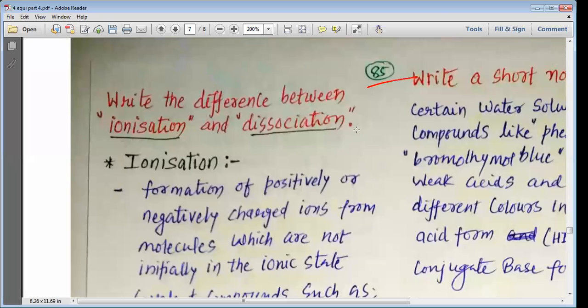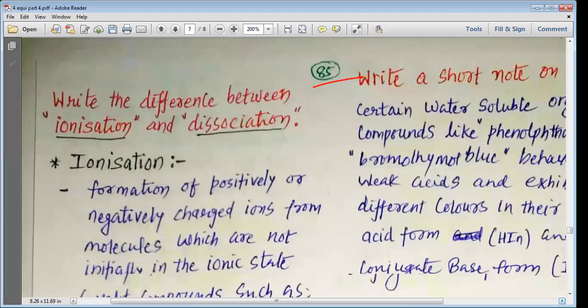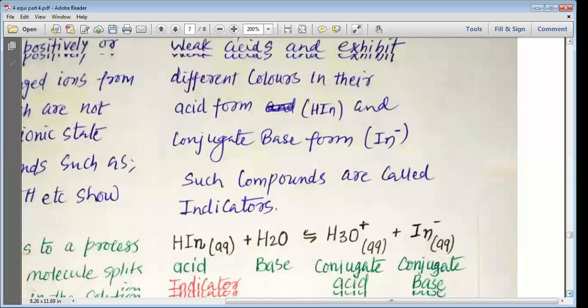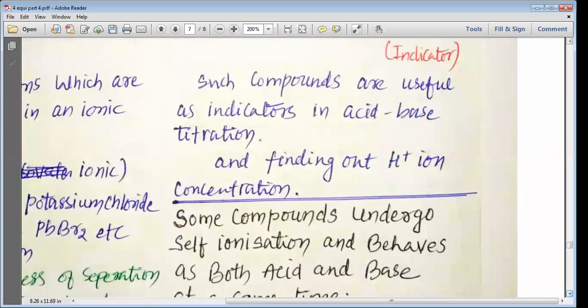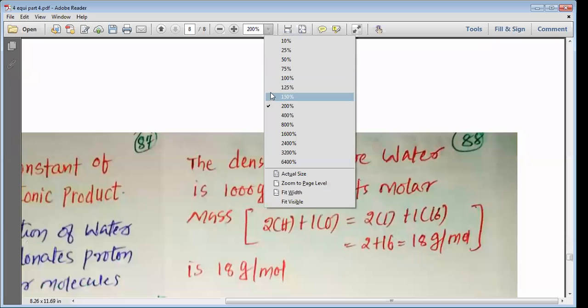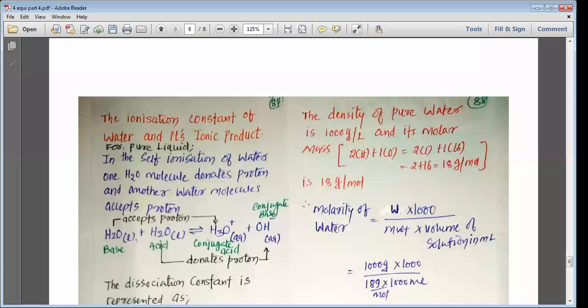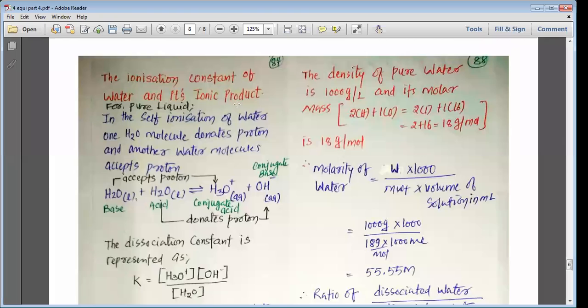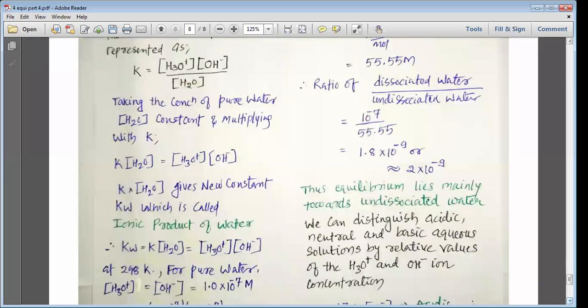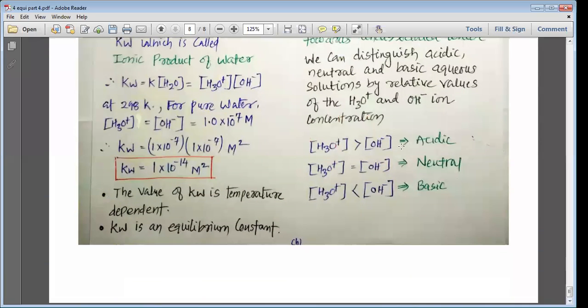Tomorrow, my dear students, we will study the difference between ionization and dissociation. We will study a short note on indicators. So we will study indicators, my dear students, and then we will start studying the concept of the pH scale tomorrow. And we will solve some problems, or we may start studying the ionic product, and we will solve some problems related to them. We will study the ionic product, and we will study acidity.